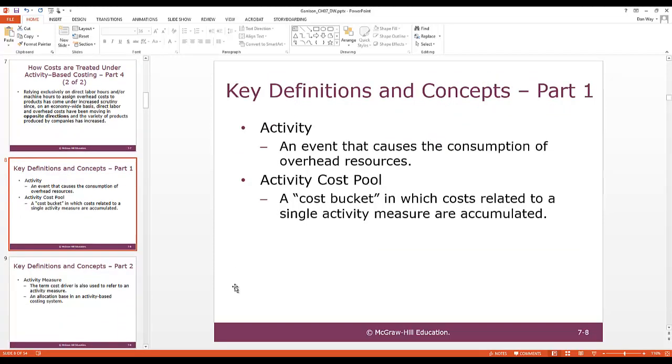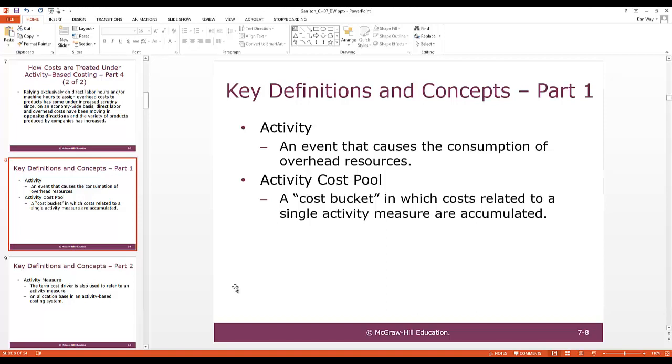So a few definitions for us as we begin to look at our ABC costing systems. An activity is anything that causes the consumption of overhead resources. So again, it might be a customer order, it might be some direct labor measure, it might be a machine hour measure, it might be the setup of a machine, it might be a design change for a product. Again, almost an infinite number of things that we could consider an activity, but suffice to say for now that it's anything that causes the consumption of some kind of overhead resource.